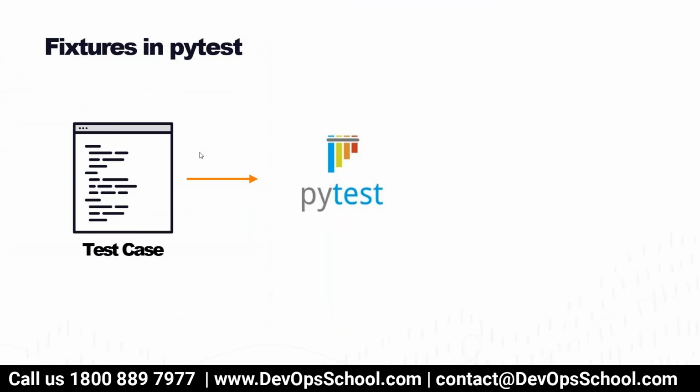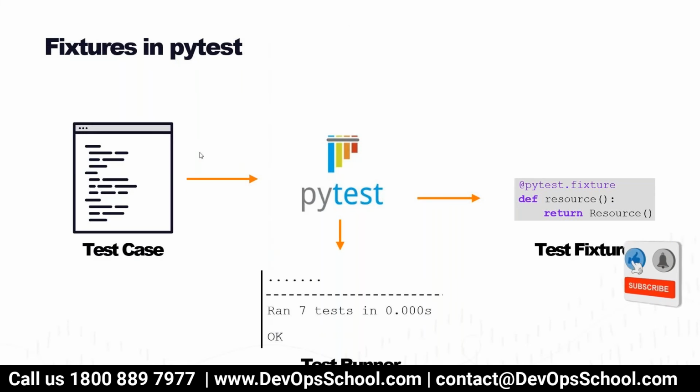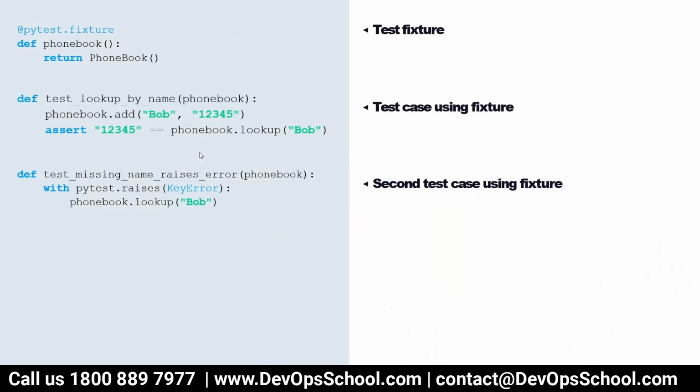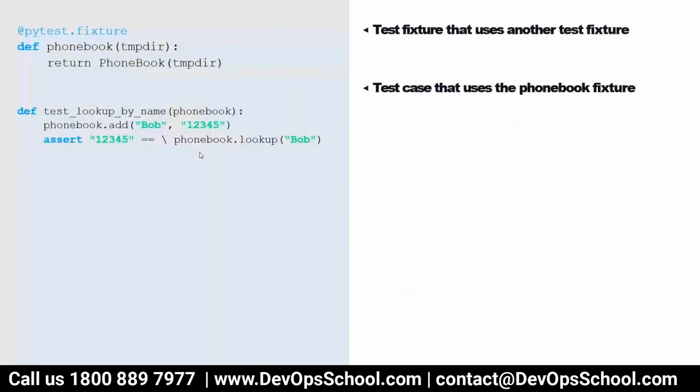Okay, so here you have a test case. Now this test case code you send to pytest. Pytest invokes the test fixture, because the test fixture provides the data you want to run with the test cases, and then after that you run the test runner, and then you get the results. This is the complete workflow.